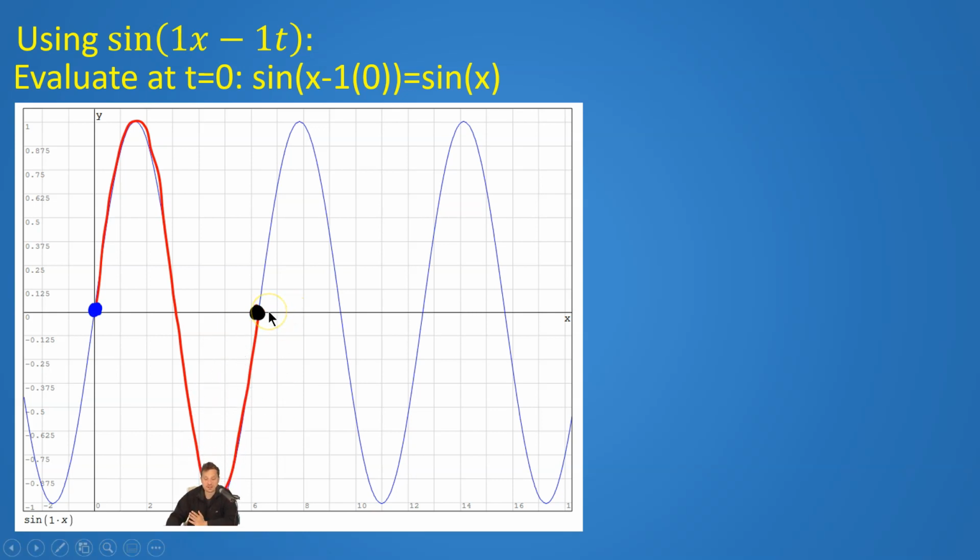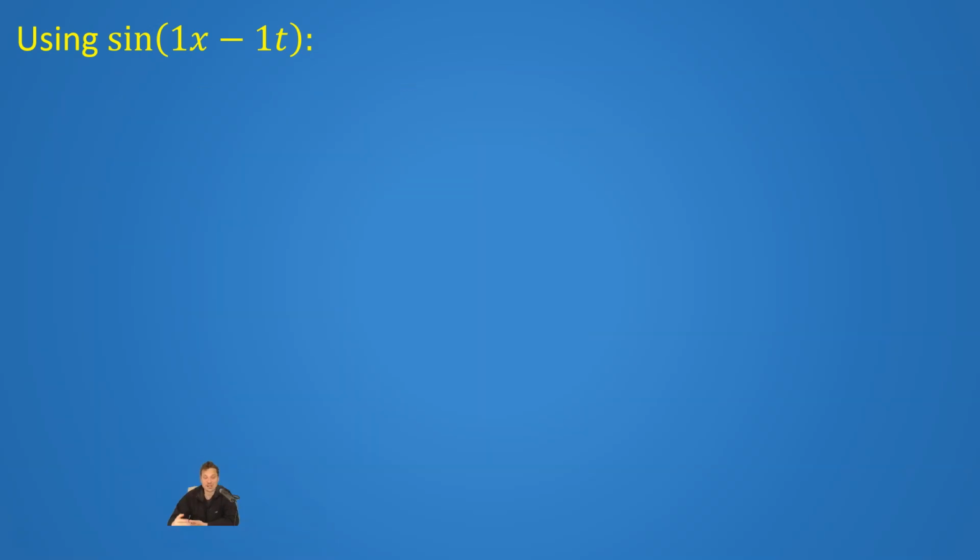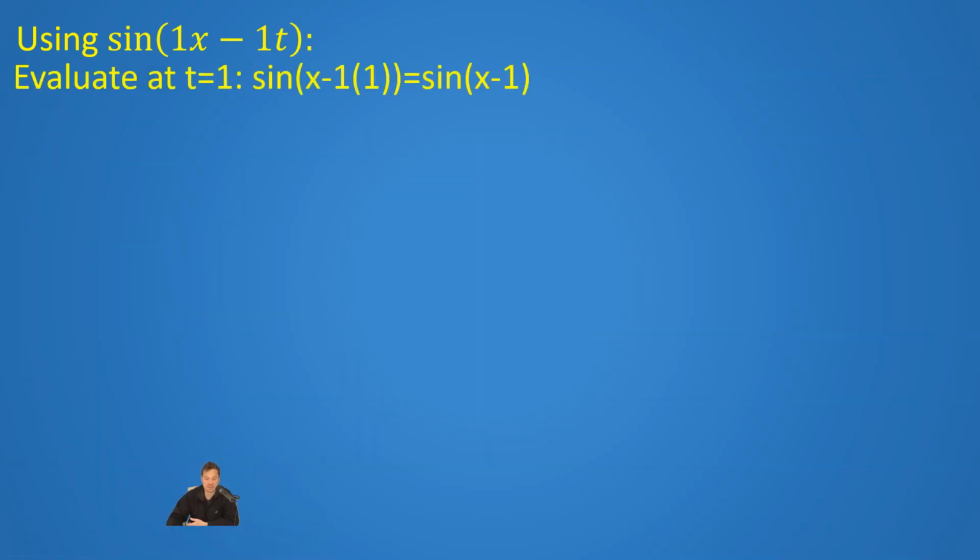So it's about 6 units along the x-axis. That completes one cycle. So at t equals 0, we have a wave that looks like this. Now let's see what happens when we increase t by 1. So when I increase t by 1, I'm going to have something that looks like this.